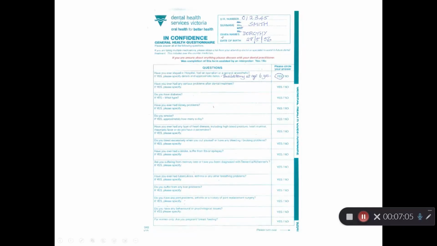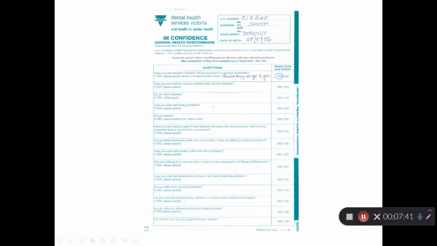And the first question: have you stayed in hospital or had an operation or a general anaesthetic? If the answer is yes, please specify details and approximate dates. Okay, so in this case, after we asked the patient that question, they said yes. Make sure you circle the answer that they give, and also give the details. So in her case, she had an operation when she was 6 years of age, which would have been around about 1962.